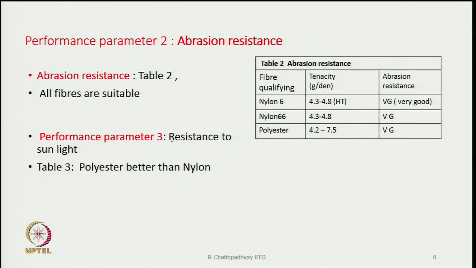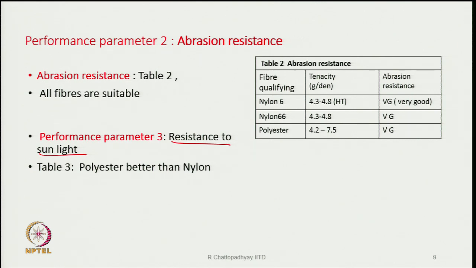Now, we use another criterion, resistance to sunlight. This is another criterion that we are imposing, because the car may be lying under the sun, and hence the sunlight may be falling on the belt, and therefore, the belt should not get damaged by the UV of the sunlight.